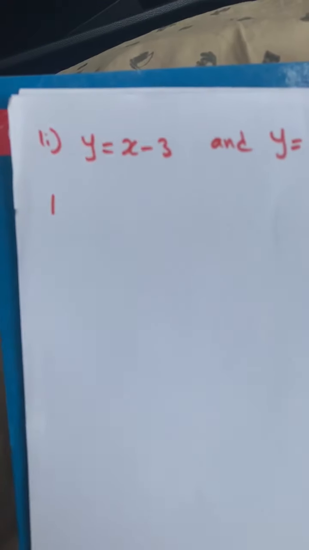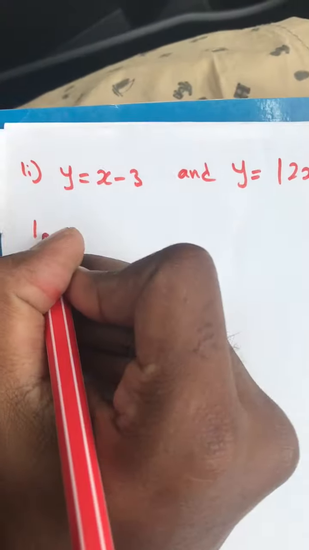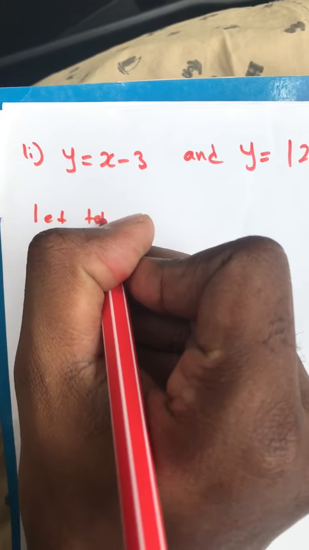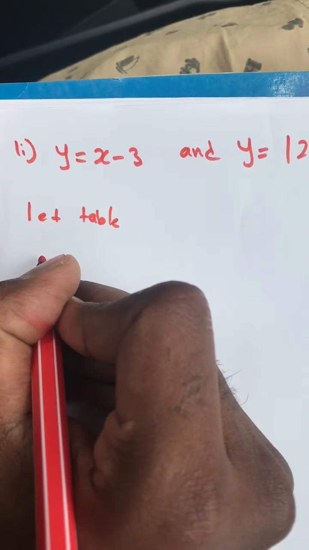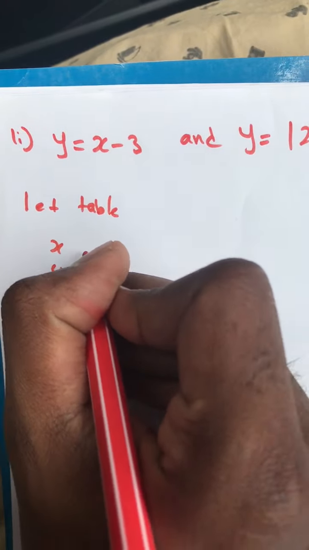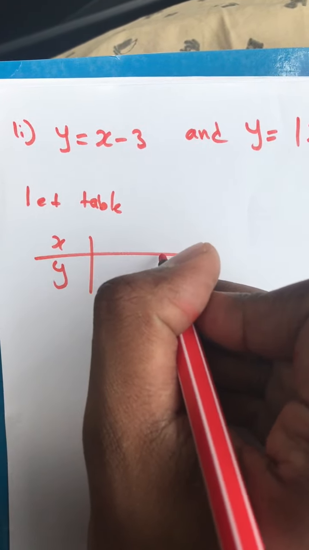Okay, wait, my video is not zooming. Okay, so we will let a table. I'll just write a table. I'm gonna write x and y here. I'm just gonna draw a table real quick.